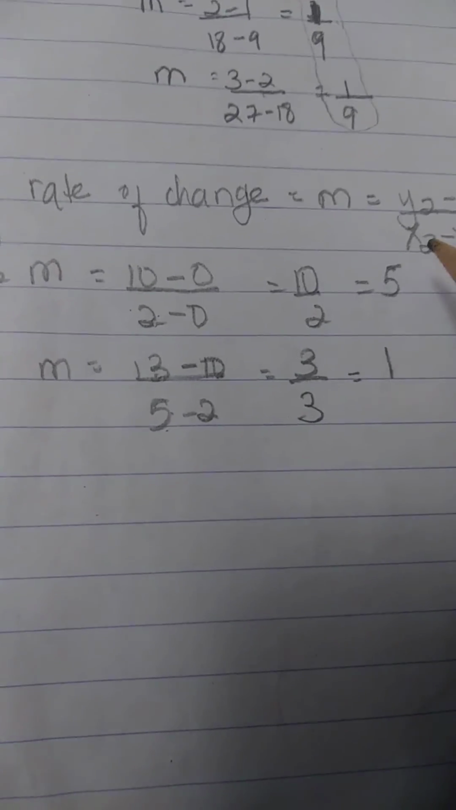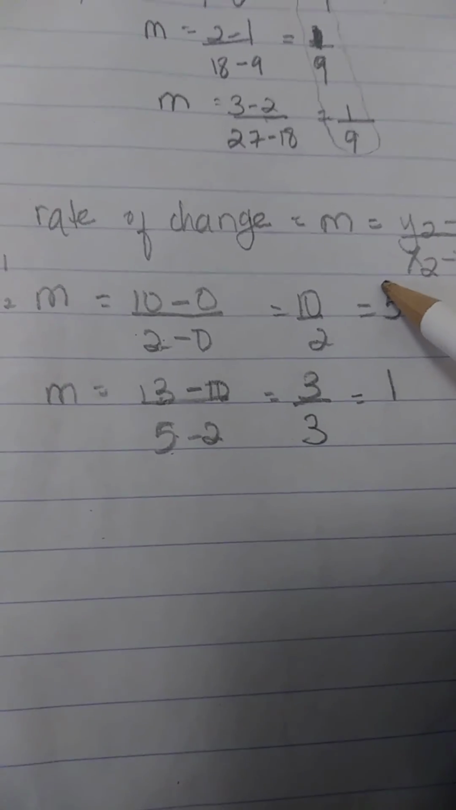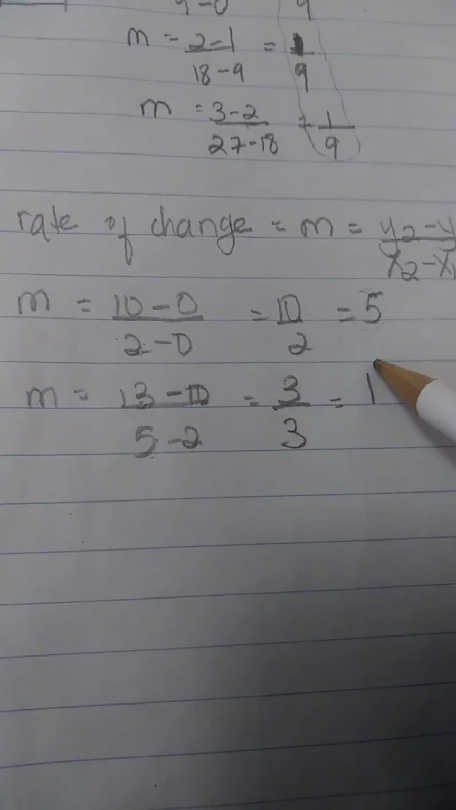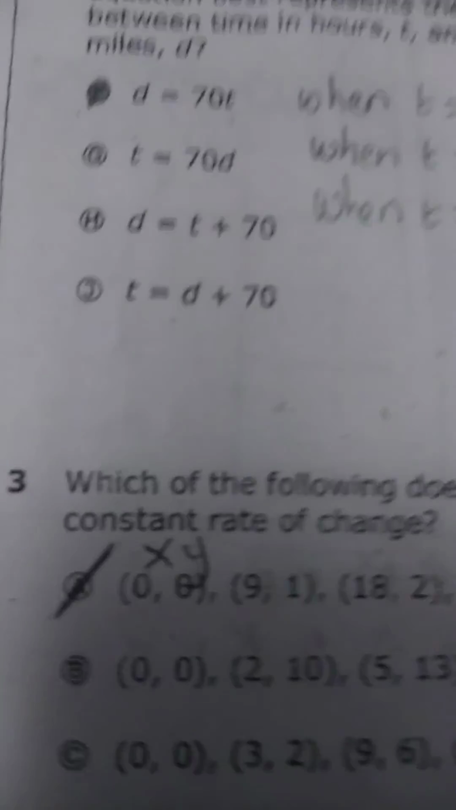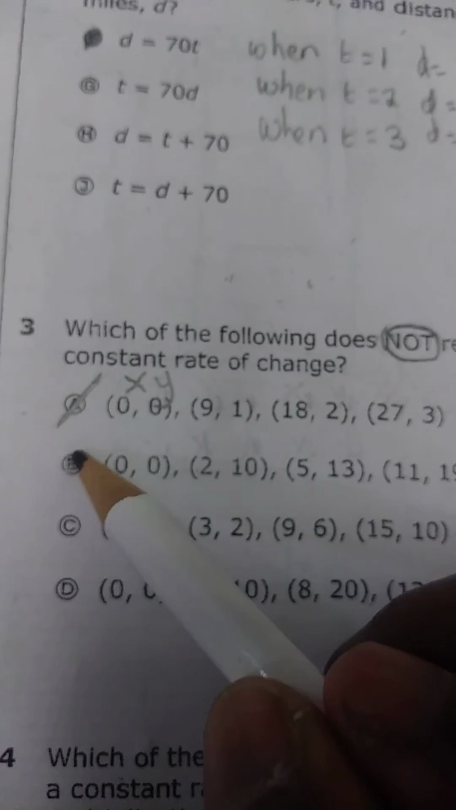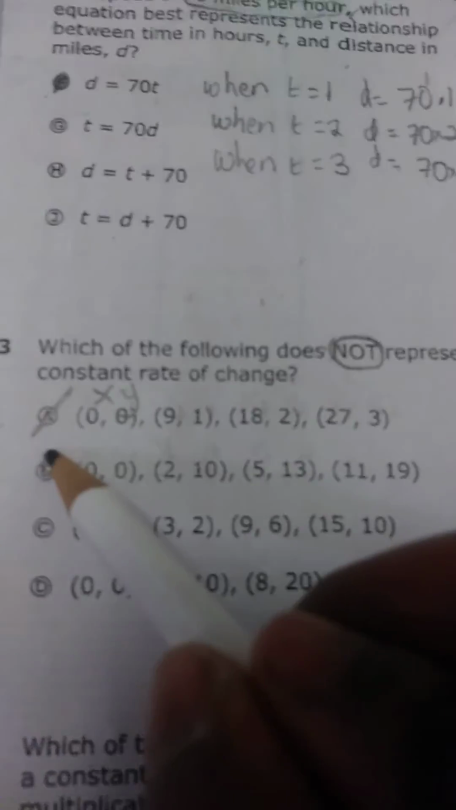Okay, so we can see that this is not constant because the first slope is 5 and the next one is 1. So the question is asking which does not represent a constant rate of change, so our answer is B, because the slope is not constant throughout.